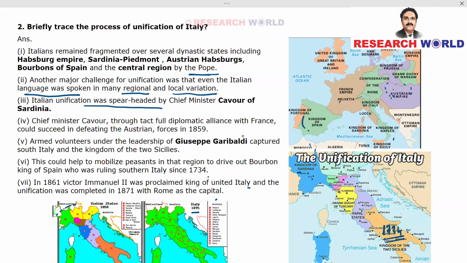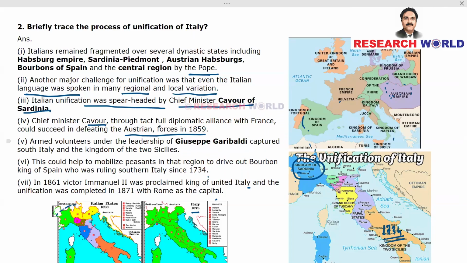Italian unification was spearheaded by Chief Minister Cavour of Sardinia. Sardinia is a kingdom which was bordering France. Chief Minister Cavour, through tactful diplomatic alliance with France, instead of going for a war, could succeed in defeating the Austrian forces in 1859. As we have already discussed, the Austrian Habsburgs had some kind of power or dominance in this part, and they were defeated by Cavour along with the alliance of France.